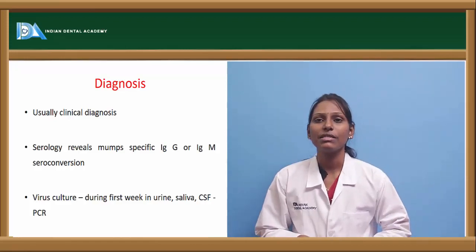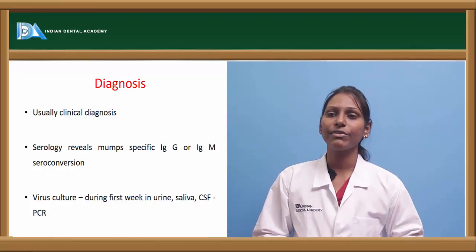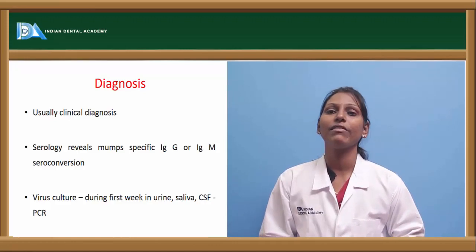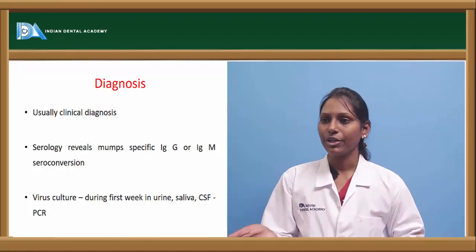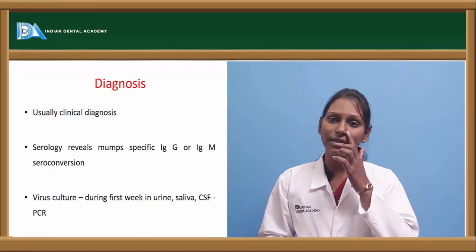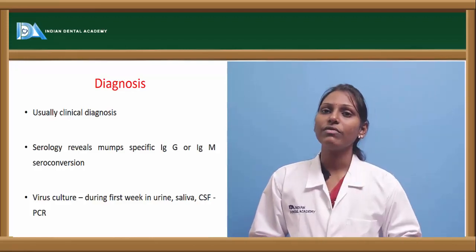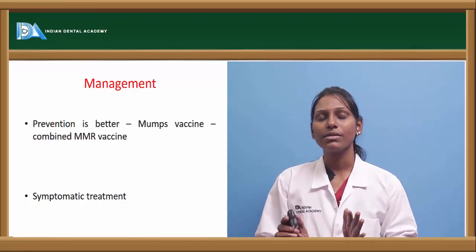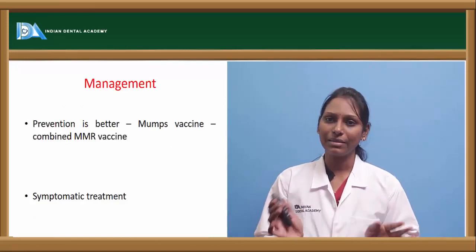Serology reveals MUMPS specific IgG and IgM seroconversion. Virus culture can also be done in first week, especially in urine, saliva and CSF. CSF PCR can also be done, that is polymerase chain reaction of CSF also will help us in diagnosis of MUMPS.